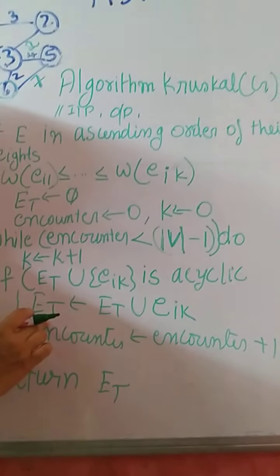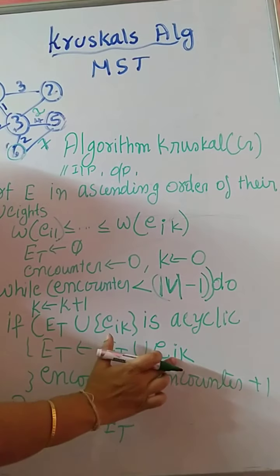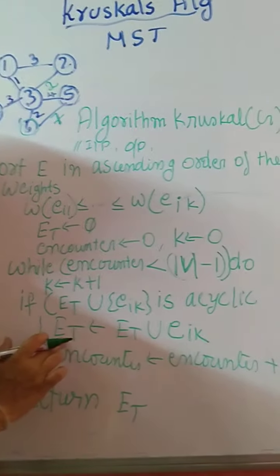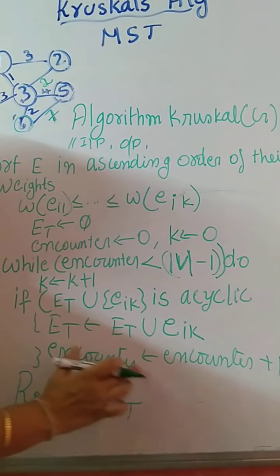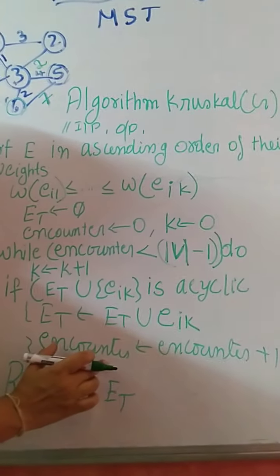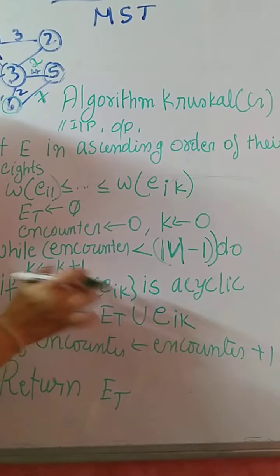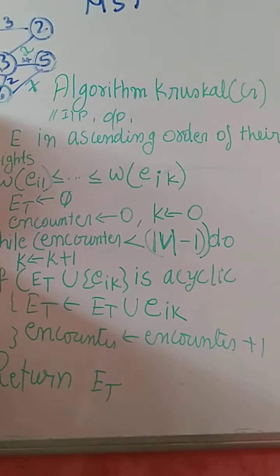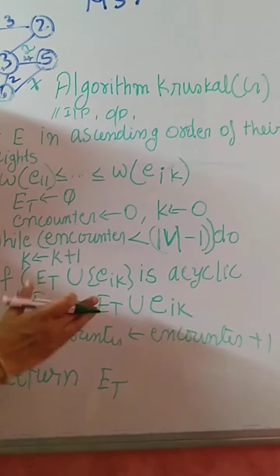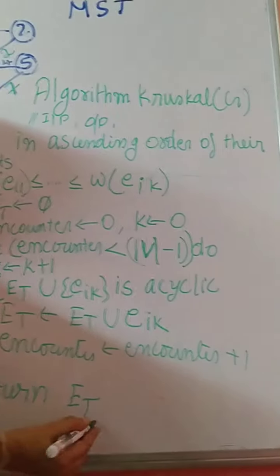What is ET? I already told you, it contains the set of the edges of the minimum spanning tree. So add that particular edge to the partially constructed minimum spanning tree and increment ecounter by 1. Again you go here, take the next edge, and check whether it forms a cycle or not. If it doesn't form a cycle, add it. If it is forming a cycle, don't add it. Once this loop is over, finally return the ET.